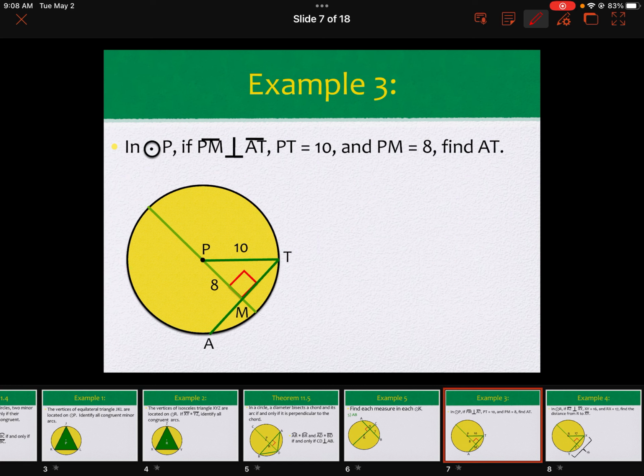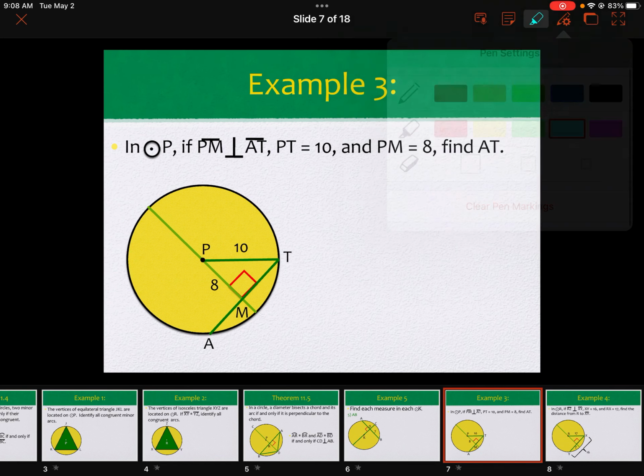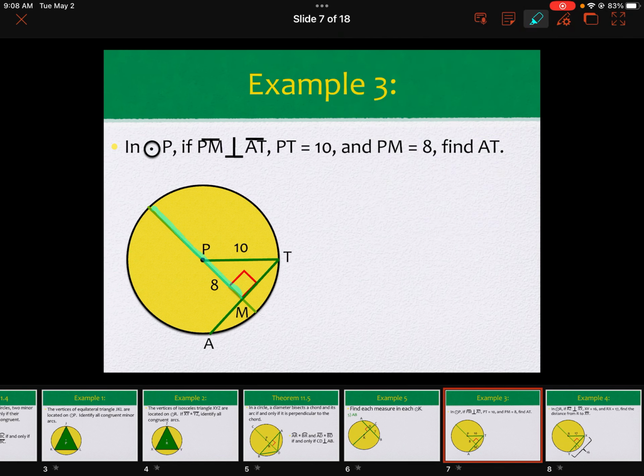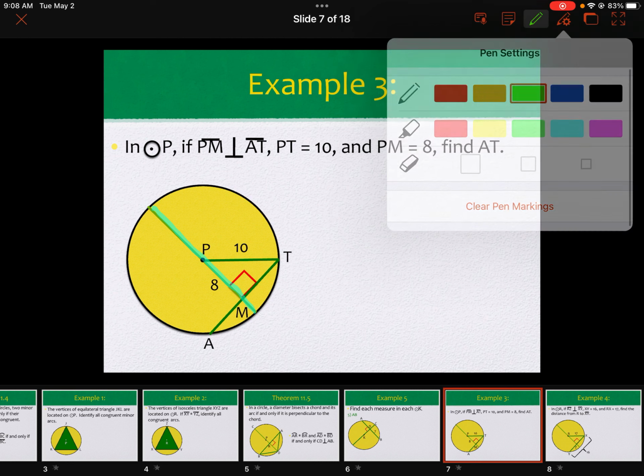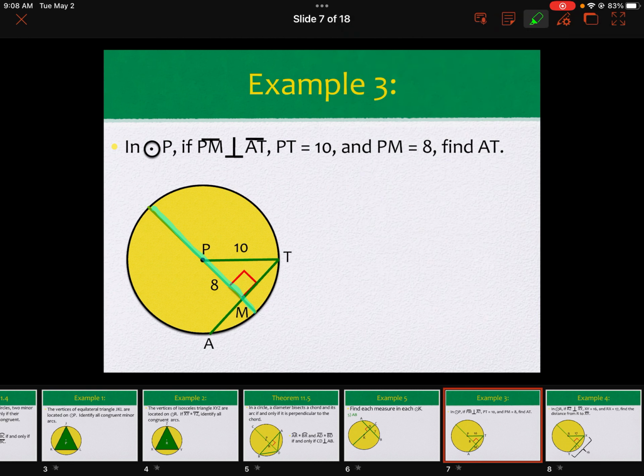Example 3 looks a little bit more complicated. They're telling you in circle P, if segment PM, notice how that's part of a diameter, is perpendicular to segment AT. Notice how that's a chord. And perpendicular means right angle. Segment PT is 10. Segment PM is 8. Find the distance from A to T.